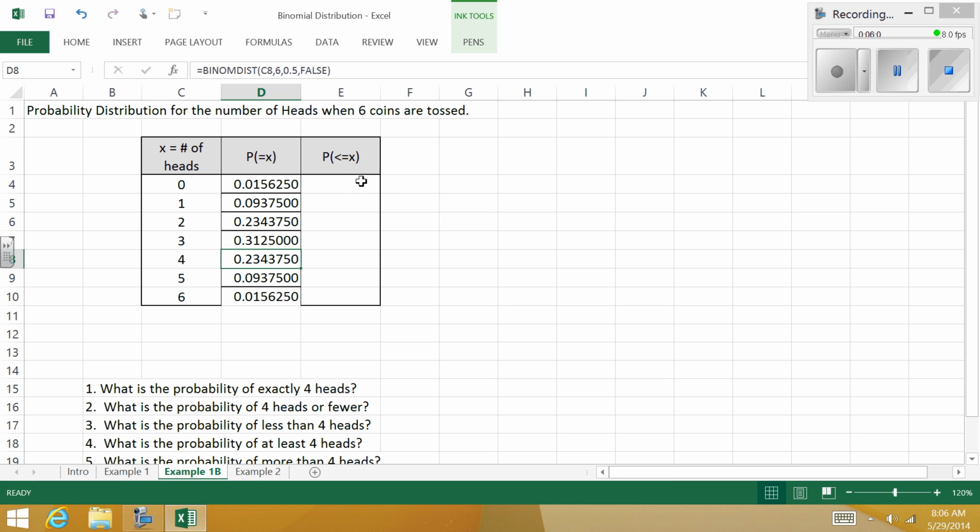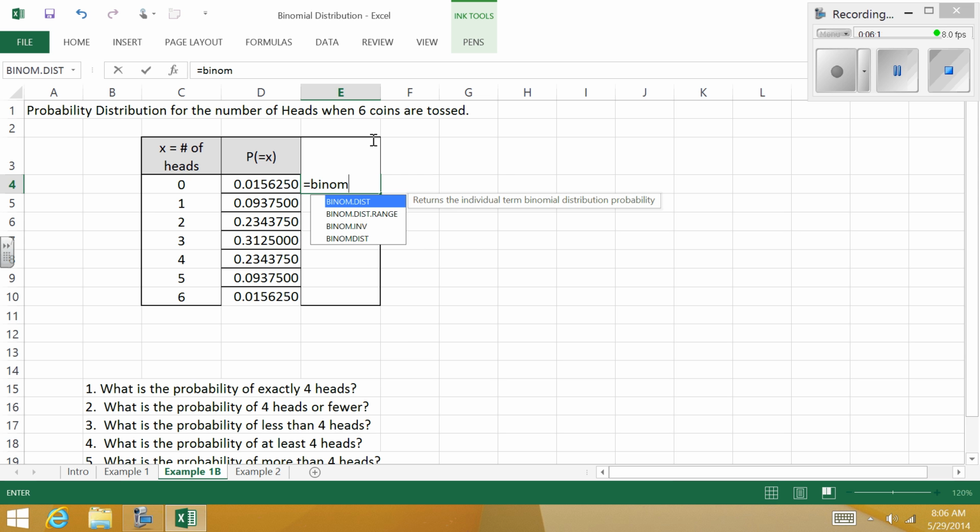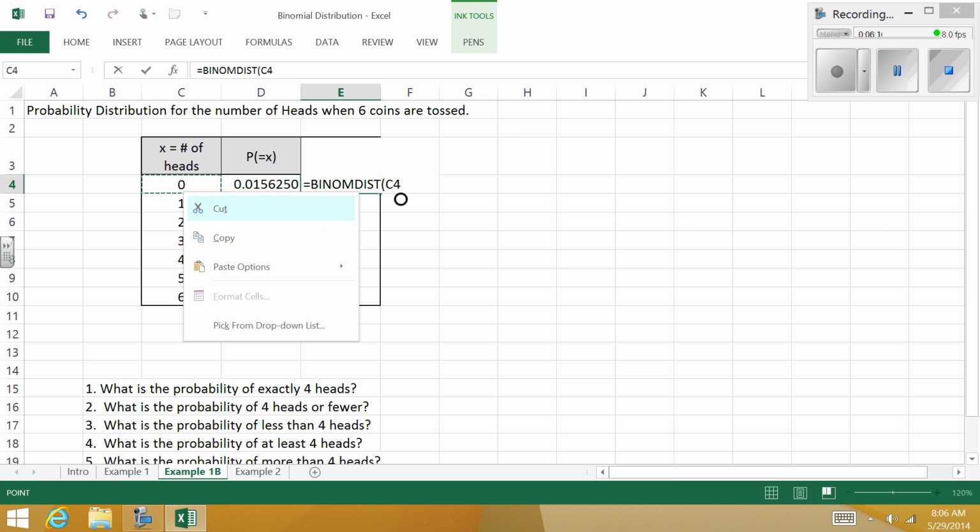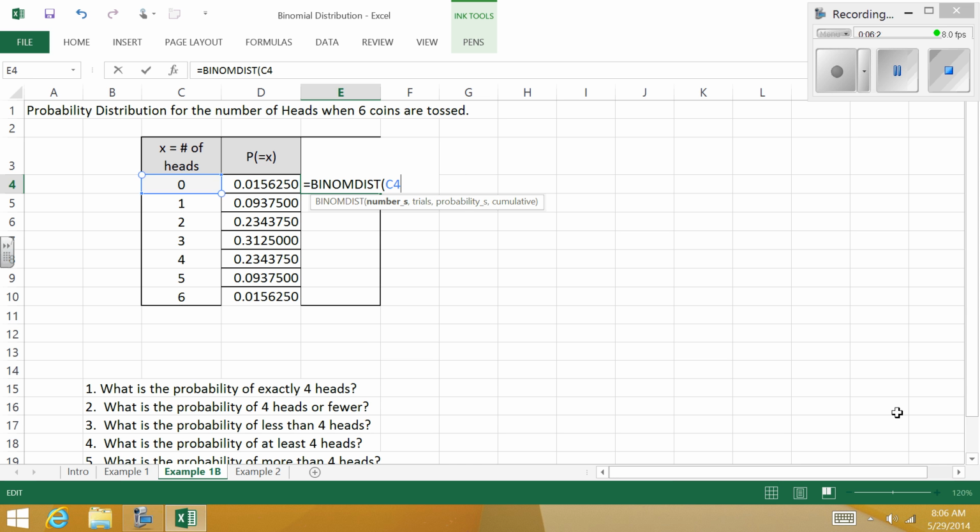And then let's see, I wanted to come over here and talk a little bit about the cumulative, the true-false part of our function. So I'm going to do a second row here, binomial distribution, 0 heads. Trials is still 6, probability still 0.5, and I'm going to write the word true here. And I get the exact same outcome for the probability of 0 heads.